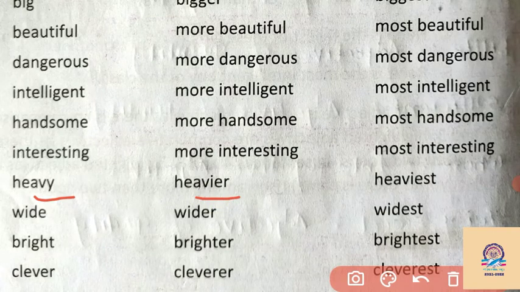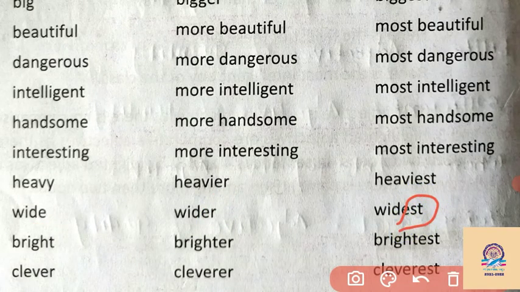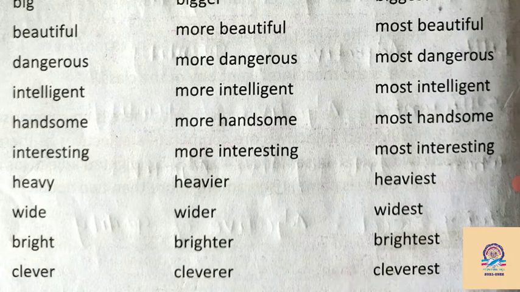Instead of y we have to put i, and we have to add er for the comparative, heavier. Then here once again y changes into i, and then we have to add est for the superlative here. Then wide, if e is already given in the positive degree, we have to add only r, wide changes into wider.